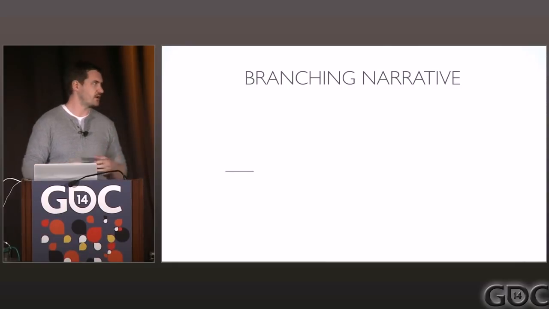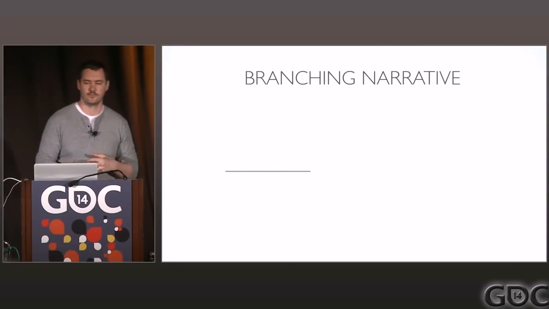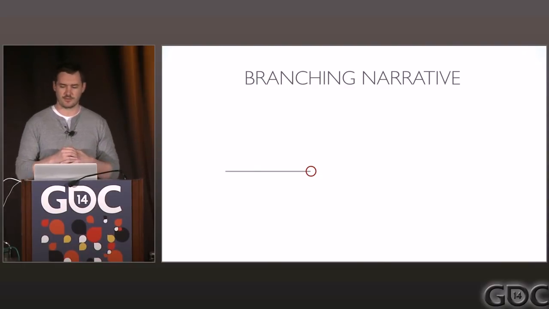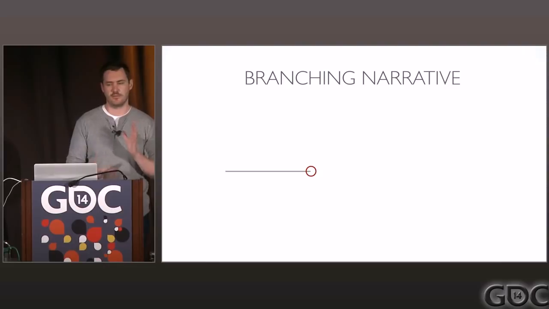So the plot starts moving along, and at some point the player reaches a decision point, and they're given multiple options. Maybe they have to choose between different missions, or align with one of two factions, or even decide if a character lives or dies.